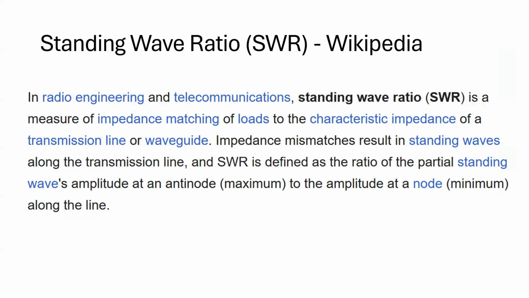This is from Wikipedia. In radio engineering and telecommunications, standing wave ratio is a measure of impedance matching of loads to the characteristic impedance of a transmission line or waveguide. Impedance mismatches result in standing waves along the transmission line, and SWR is defined as the ratio of the partial standing wave amplitude at antinodes or maximum to the amplitude at a node minimum along the line.